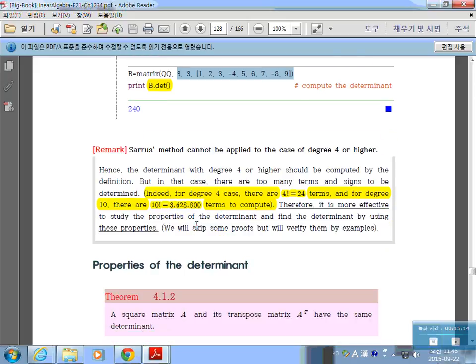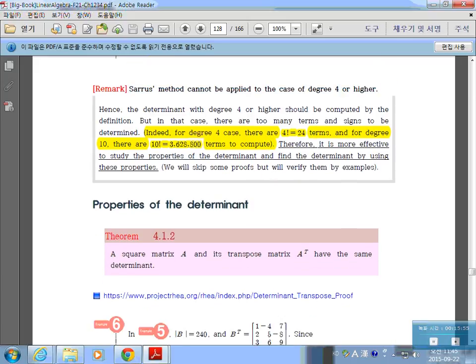The important thing is here: the Sarrus method cannot be applied to the case of degree 4 or higher. The reason is if we have a 4 by 4 matrix, then we have how many permutations? We have 24 permutations. But for a 4 by 4 matrix, we cannot find 12 combinations of 4 numbers from each row in the way that we did in the Sarrus method. So that does not work. The Sarrus method does not work for any bigger matrices.